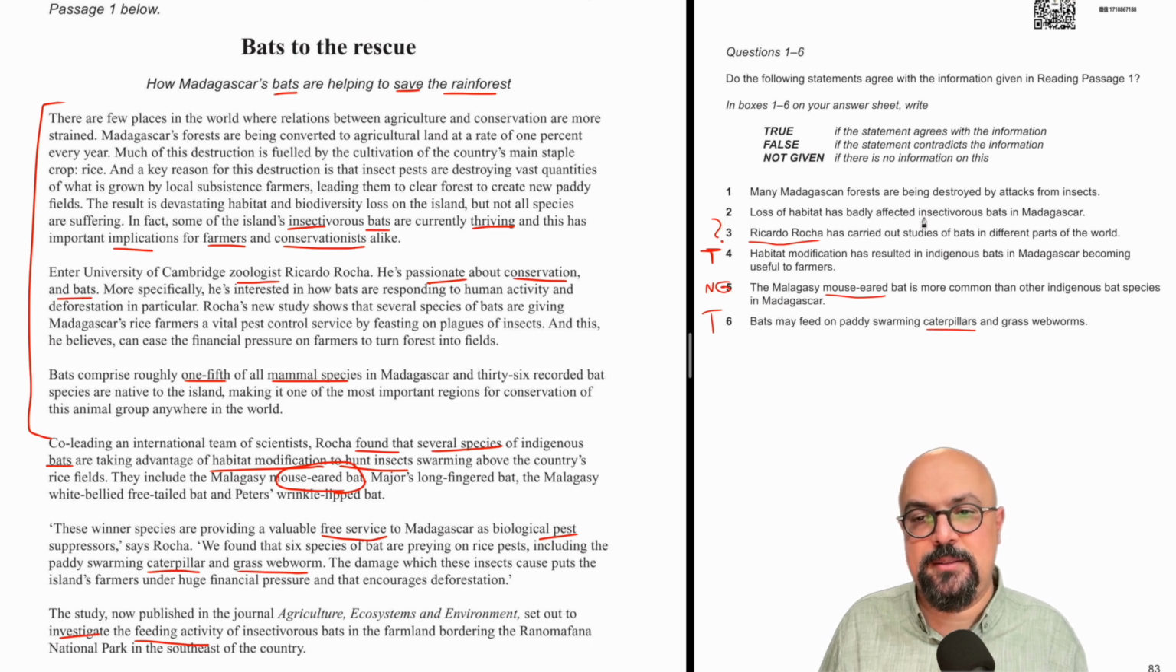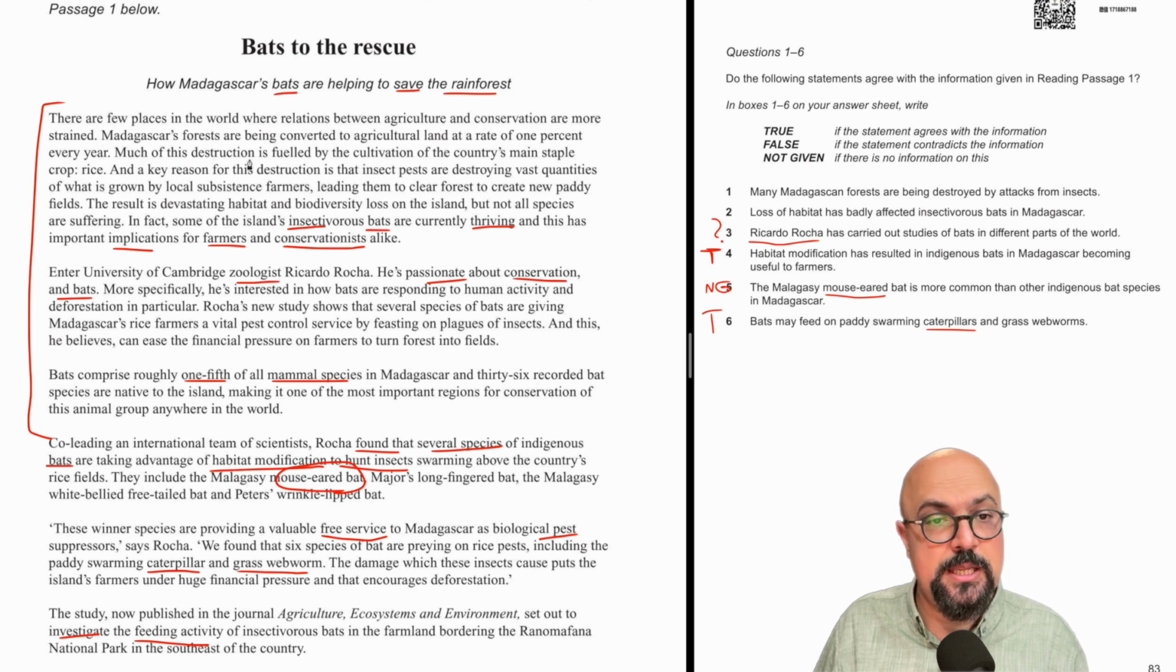The loss of habitat has badly affected insectivorous bats in Madagascar. Loss of habitat. Habitat means where they live. Forests into fields. Loss of habitat has badly affected insectivorous bats. Maybe it's not there. Maybe it's higher there. Let's go to number 1. Many Madagascan forests are being destroyed by attacks from insects. Are being converted to agricultural land at a rate of 1% every year.